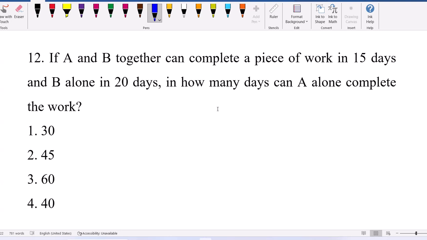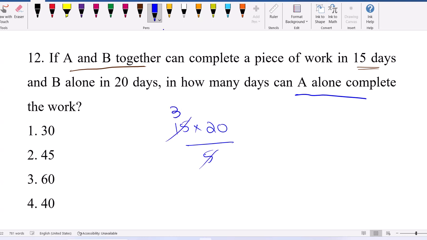Now again, just now I mentioned, if together is given and you are calculating alone, what is it? Here what do you have to calculate? A alone. What did they give? Together is given. When together is given, if you want to calculate alone, it is product divided by difference. Answer 60. The shortcut is this: when together is given, if you want to calculate alone, then do product divided by difference.